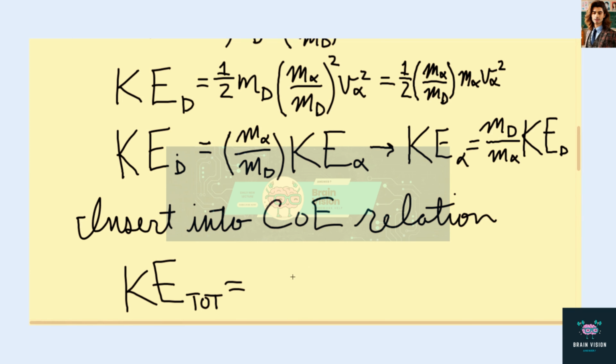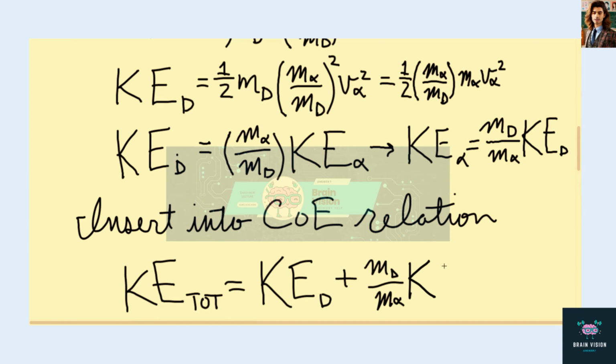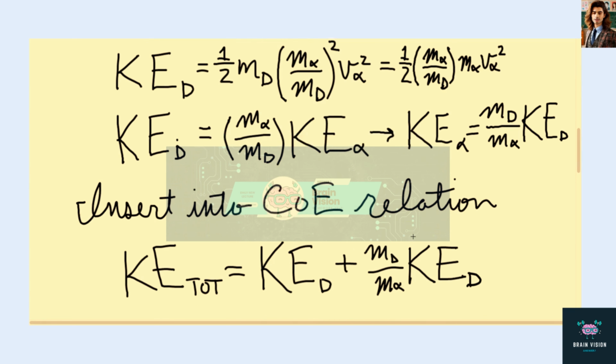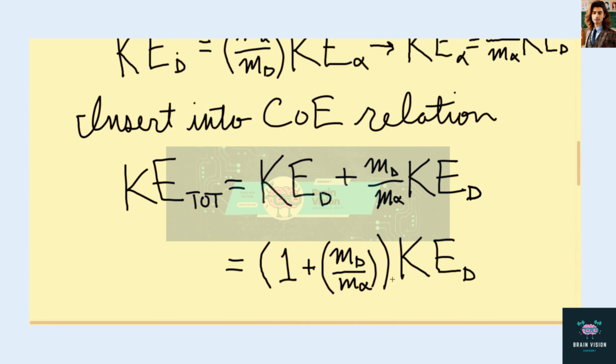The kinetic energy of the daughter, just as before, plus the fraction of the kinetic energy of the daughter that we're substituting in for the kinetic energy of the alpha particle, the sum of these two equals the total kinetic energy. We can factor out the kinetic energy of the daughter and express the kinetic energy as so.